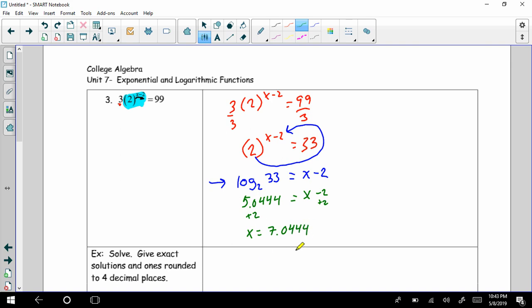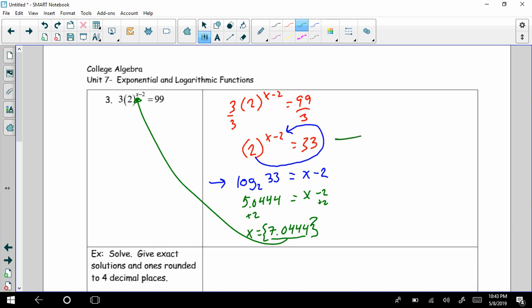7.0444. You do need to go 4 decimal places out. I will be nitpicky on that. When we're working with these types of decimals, we're going to make sure that we go far enough out that if you were to plug that in and check it, you would get the right answer. So this is this x right here. If you plugged that in, you should get 99.